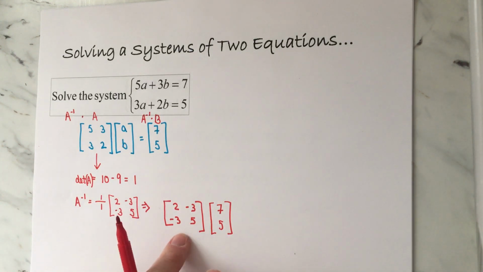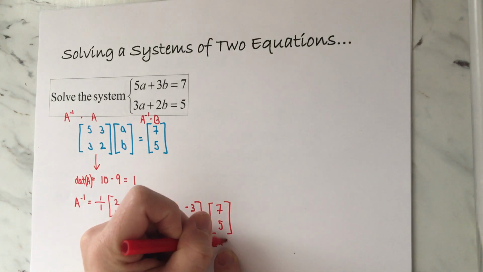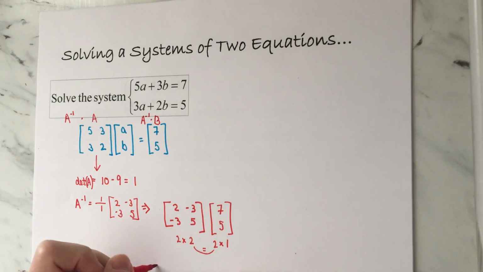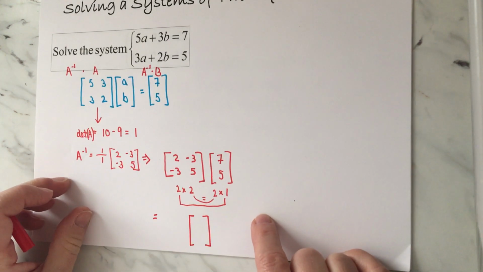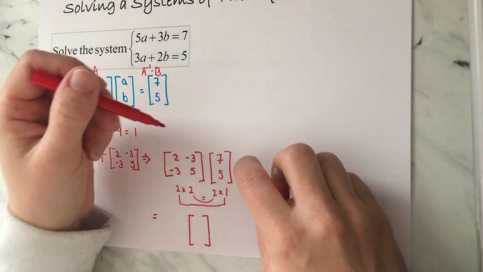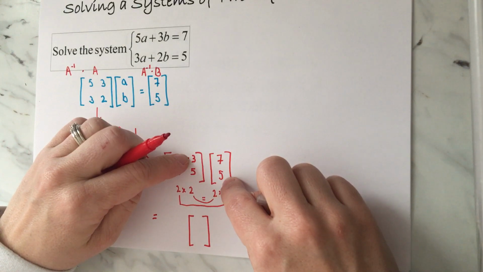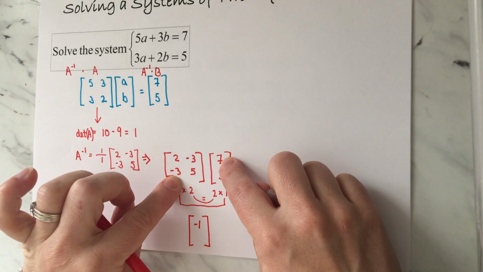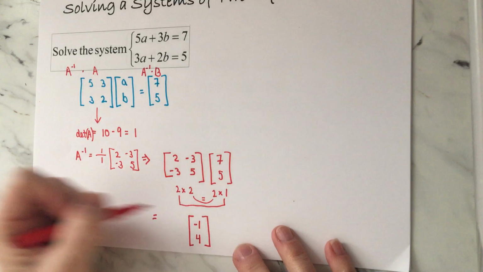Notice, and just double check, this is a 2 by 2 times a 2 by 1. I can multiply these because the inner dimensions are equal. Therefore, my resulting answer will be a 2-row by 1-column matrix. Finally, multiplying this out, for row 1, I'm going to have 14 plus a -15, which gives me -1. And then for row 2, I'm going to have -21 plus 25, which gives me 4.